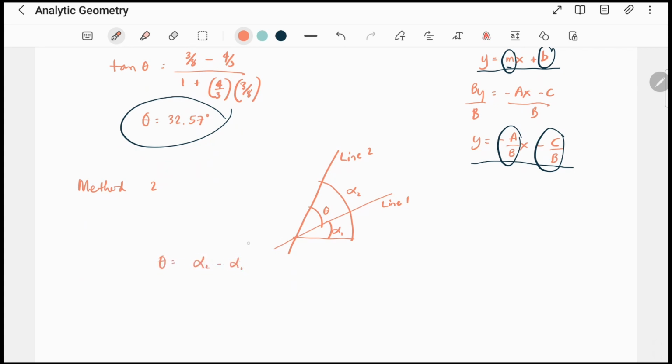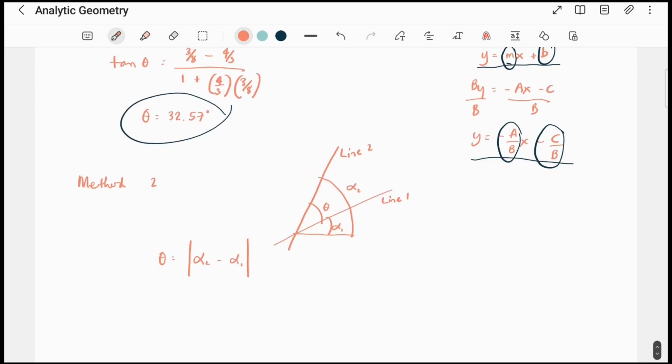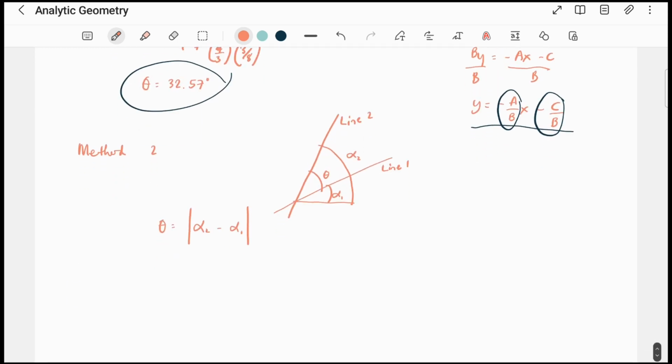Okay, so take note, no? This must be absolute value kasi what if mas malaki yung inclination ni line 1, edi si line 1 yung ating alpha 1 yung ating maminusan ng alpha 2 kung mas malaki yung inclination ni line 1. So, absolute value na lang tayo guys, no? Para hindi tayo magka-problema kasi bawal maging negative yung ating angle dito. Okay? Paano nga ba natin makukuha yung ating alpha 1 tsaka alpha 2, no?